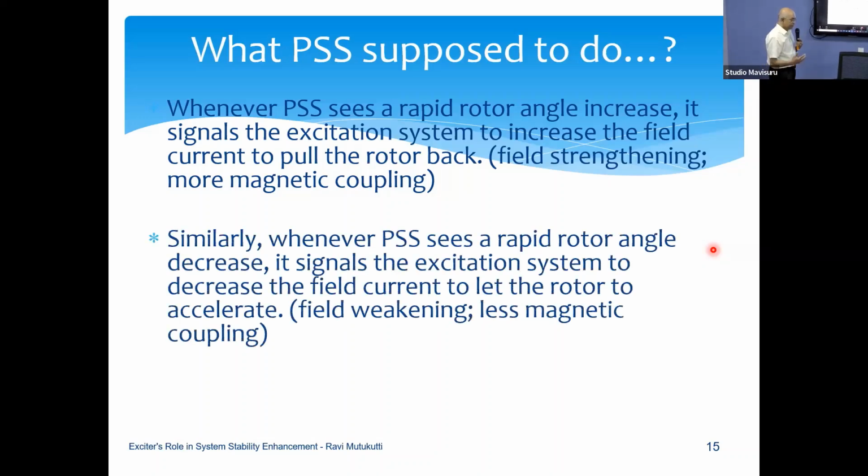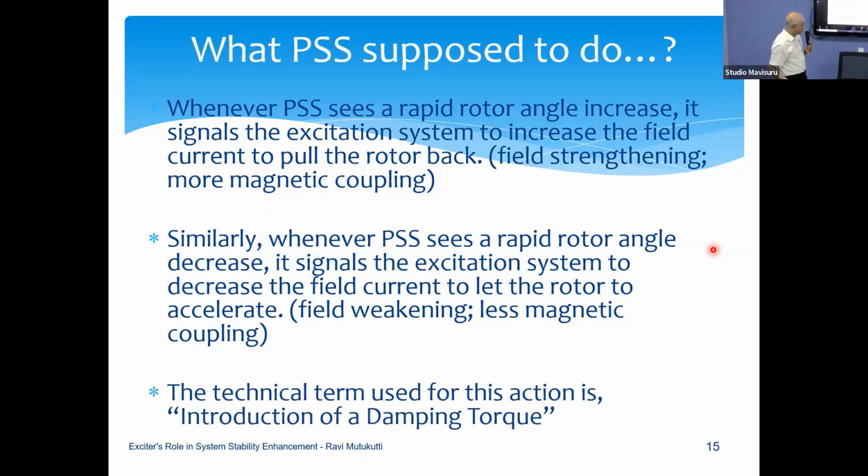Similarly, if the PSS sees a rapid rotor angle decrease, that means the rotor is moving towards me. Therefore, at that time, we reduce the excitation. So we call this equipment a power system stabilizer. What it does is it adds another torque into the system, because if the rotor is moving away, it gives a torque to bring it back, in the positive or negative direction.